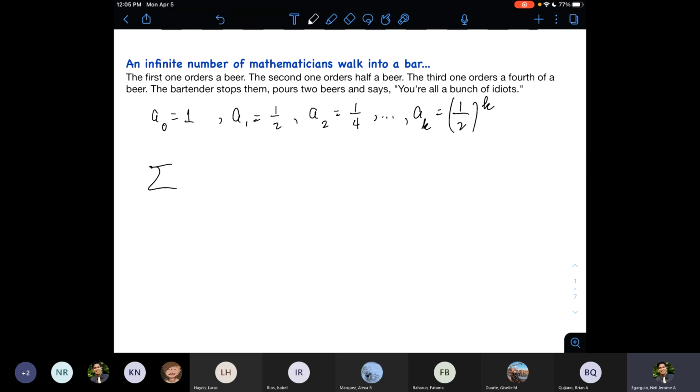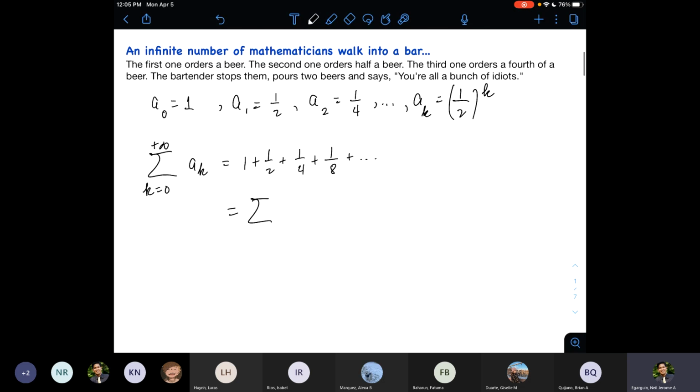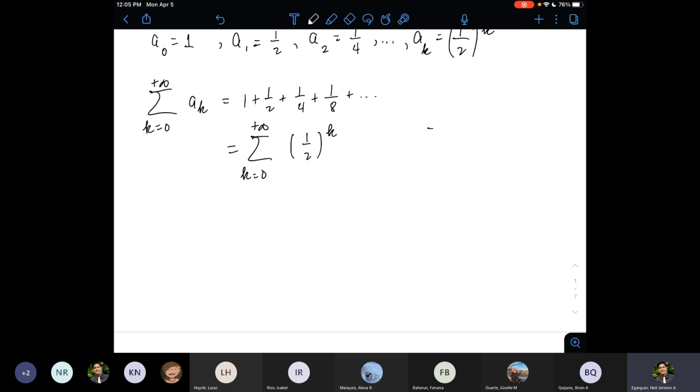So it looks like all I need to prepare is the summation of a_k, k going from 0 to infinity, right? And if you expand this, it would be 1 plus 1/2 plus 1/4 plus 1/8, and so on. But this is an example of a geometric series, right? So you can look at it as the summation of 1/2 to the power k, k going from 0 to infinity. And the general form for a geometric series is the summation of a r to the power n, n going from 0 to infinity.